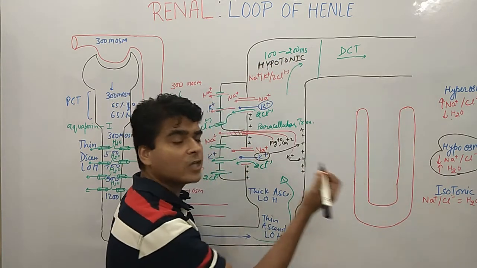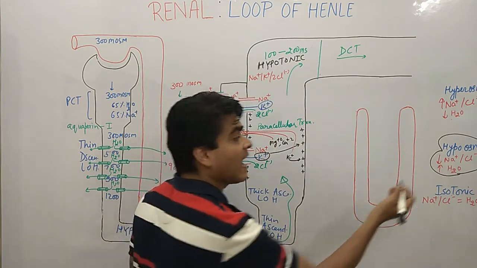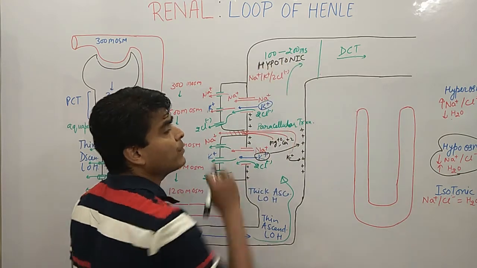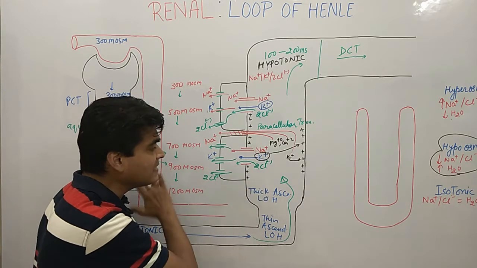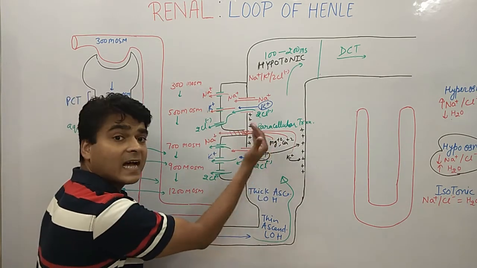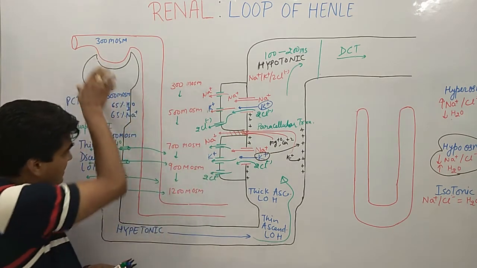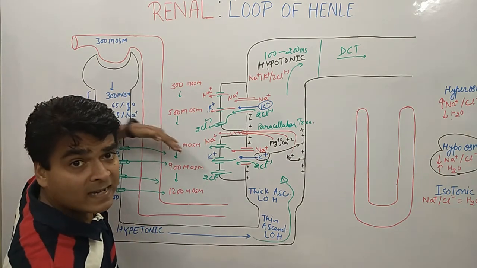Okay, hypoosmolar means we have a lower amount of salt and a high amount of H2O. So this area becomes hypotonic. Now look at what happens regularly in this area. This area regularly moves salty ions into the medullary interstitial area, and this area regularly moves H2O, water, in this area.